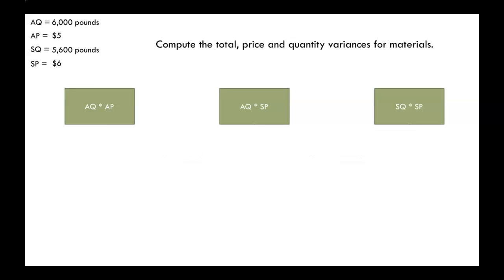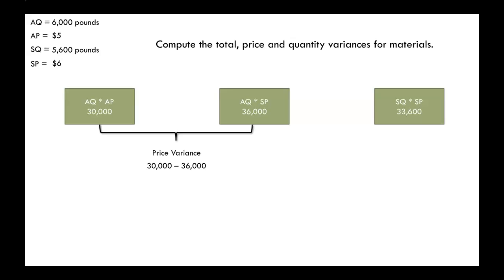So let's start filling in our numbers here, right? So AQ times AP, that's 6,000 times 5. AQ times SP is 6,000 times 6. And SQ times SP is 5,600 times 6. So if we multiply these out, we'll get our 30,000, 36,000, and 33,600. Now to find the variances, we need to subtract them. So for the price variance, we take the 30,000 minus the 36,000. So there's a difference of 6,000 here.